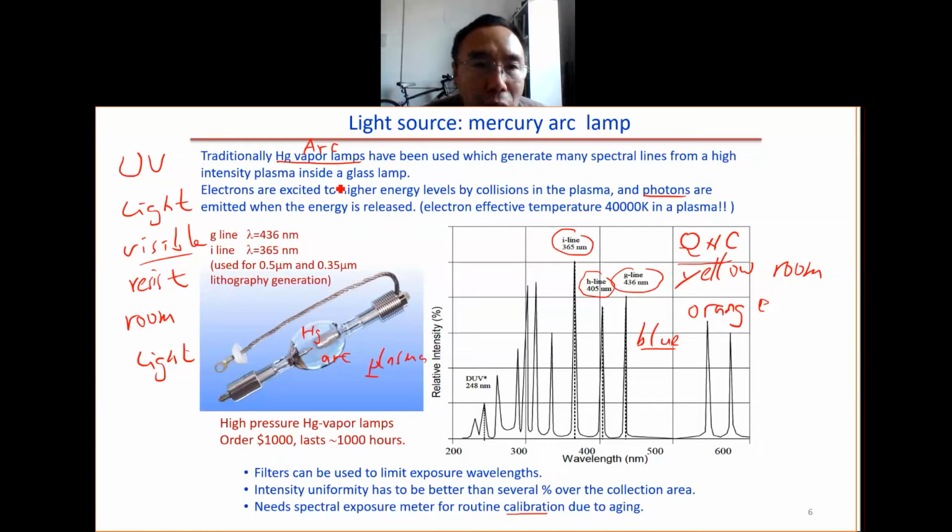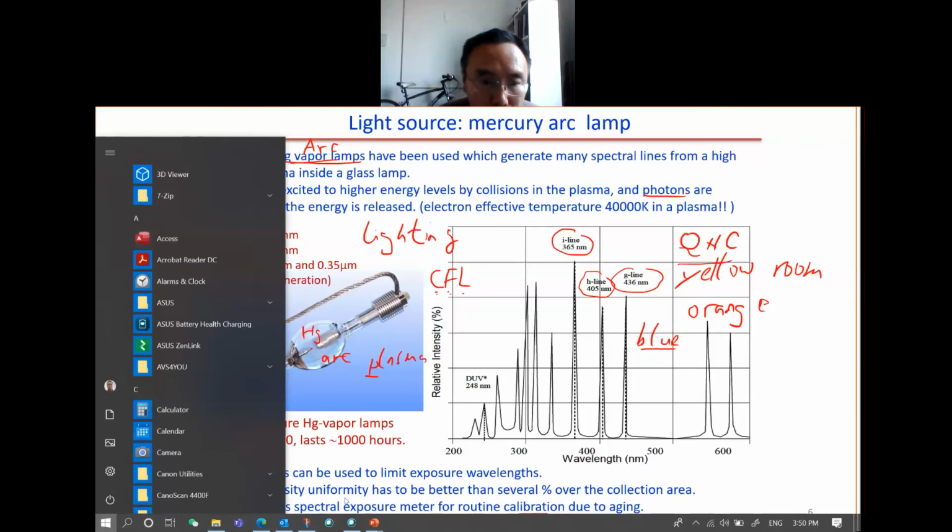This mercury arc is also used for lighting. This is called a CFL, compact fluorescent lighting. If you look here, let me show you.